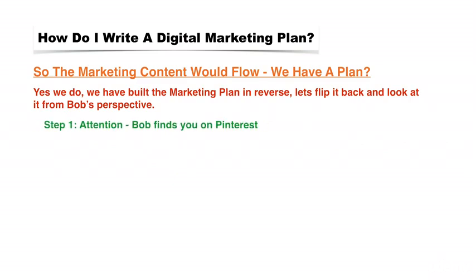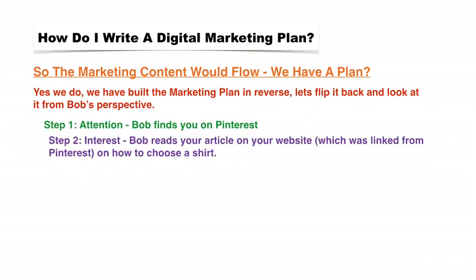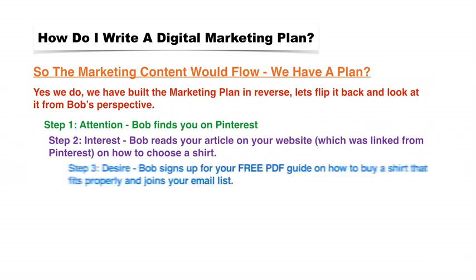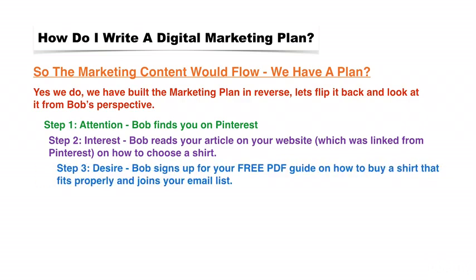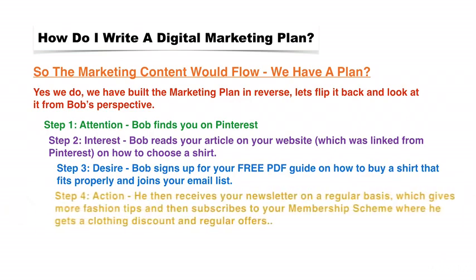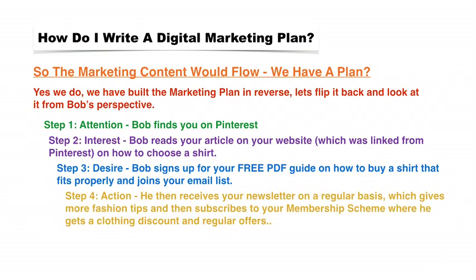Step 1, attention, Bob finds you on Pinterest. Step 2, interest, Bob reads your article on your website, which was linked from Pinterest, on how to choose a shirt. Step 3, desire, Bob signs up for your free PDF guide on how to buy a shirt that fits properly and joins your email list. Step 4 is action. He then receives your newsletter on a regular basis, which gives more fashion tips, and then subscribes to your membership scheme where he gets a clothing discount and regular offers.